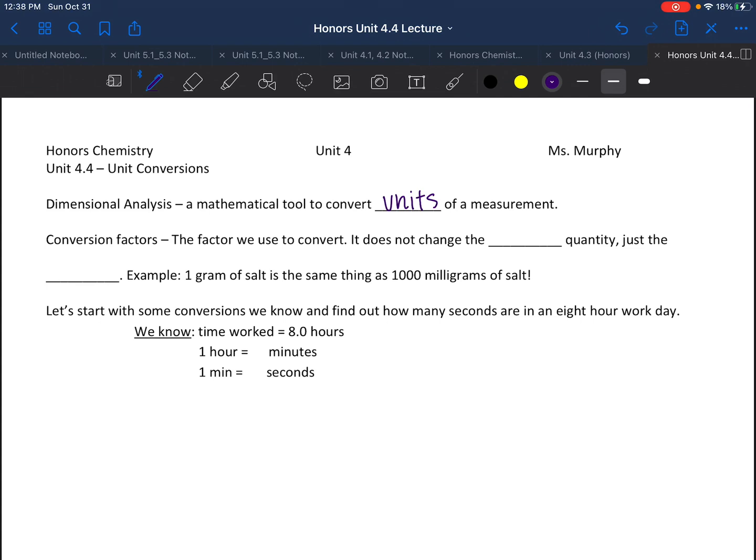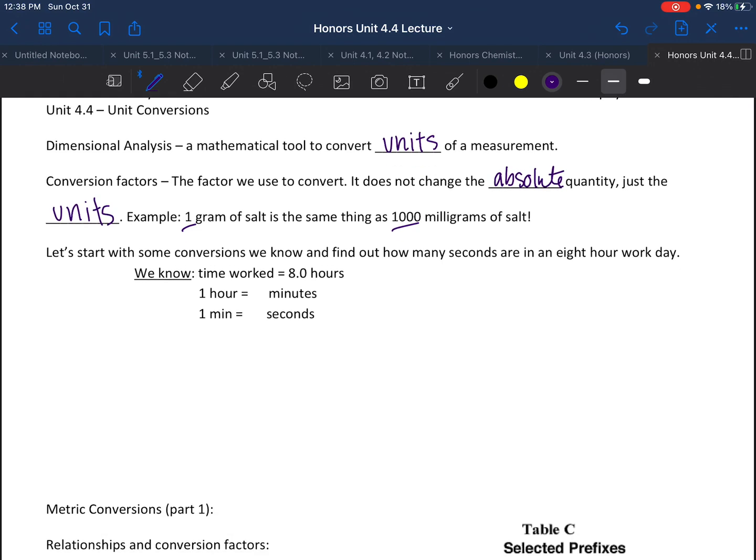And so even though the value changes, you need to understand that it does not change the absolute quantity, just the units. My example here is if I tell you I weighed 1 gram of salt and I weighed 1,000 milligrams of salt, it's the exact same amount. So even though our values of 1 and 1,000 are changing, the absolute quantity is the same.